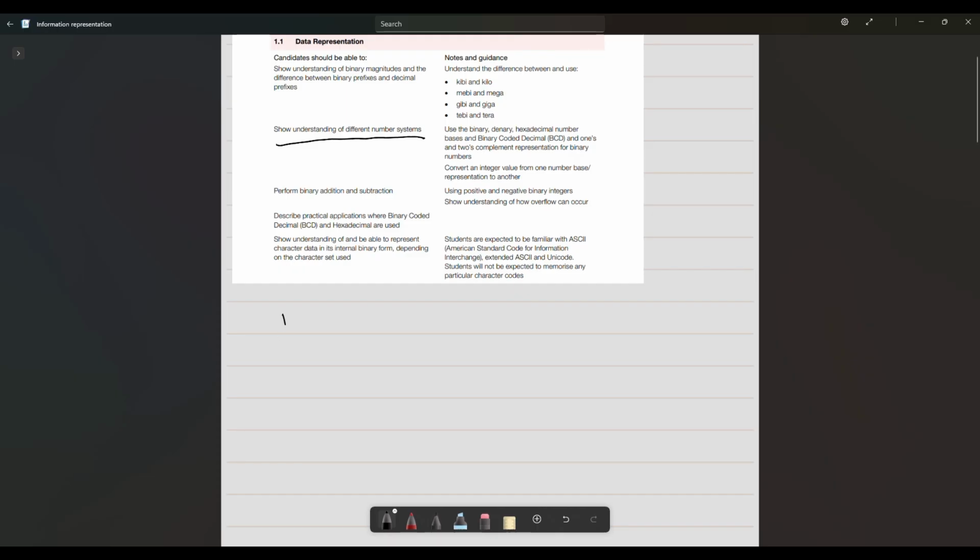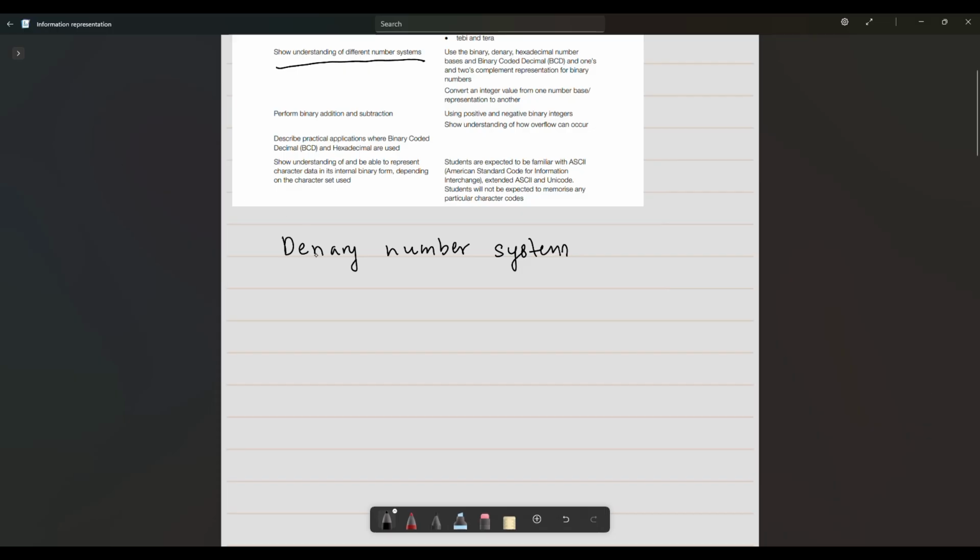So what we follow is the denary number system. This is the system we follow in our day-to-day lives. So you probably know how this works. We have the units, as in the ones place, the tens place, the hundreds place, and the thousands place, right? This is what we learned in elementary level math. And this is how we would represent a number based on its place values.